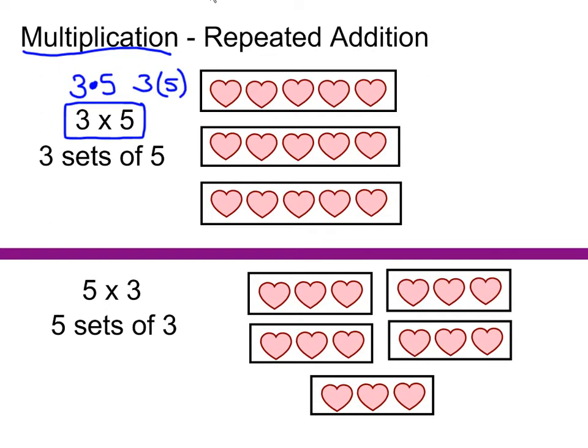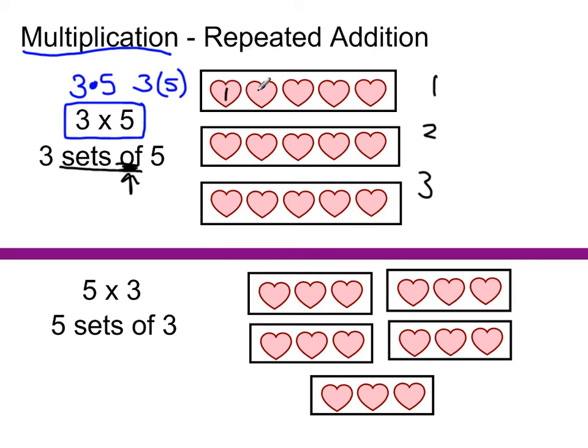What this means to us is we have 3 sets of, and "of" is a beautiful word that usually means multiplication for us, 5. So I have 5 hearts in a box, and I have 3 sets of those 5. So I have a box with 5 hearts in there, and another one, for a total of 3 sets of 5 in each one. And if I wanted to torture you, which I do, I'm going to count all the total hearts to find what 3 times 5 is.